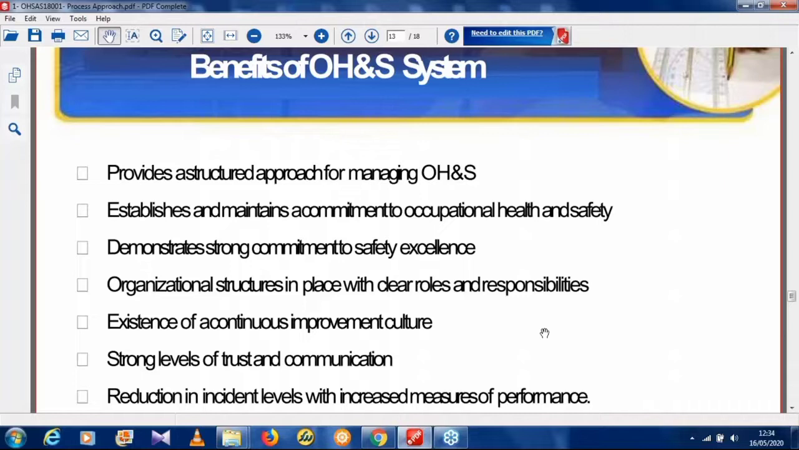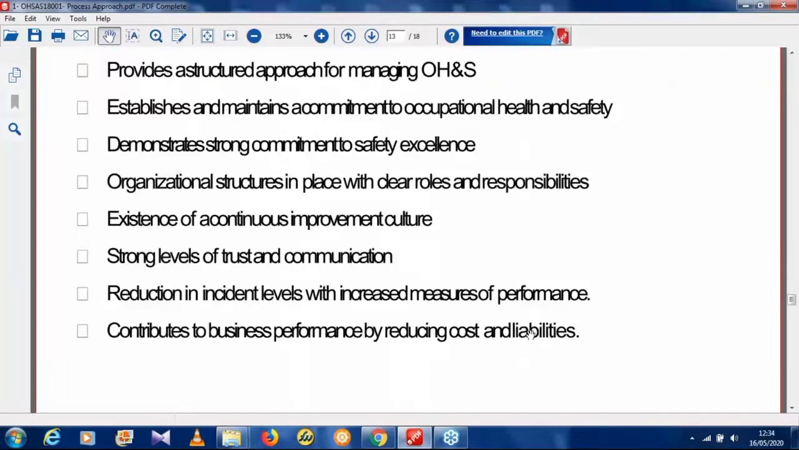So those are some of the benefits of occupational health and safety. All right, you have a strong level of trust and communication, reduction in incident level, and increased measures of performance. You see, so you can see that this continuous improvement culture had a relationship with the reduction in incident levels and increased measures of performance, just like I earlier explained with this particular scenario that I just painted. All right.